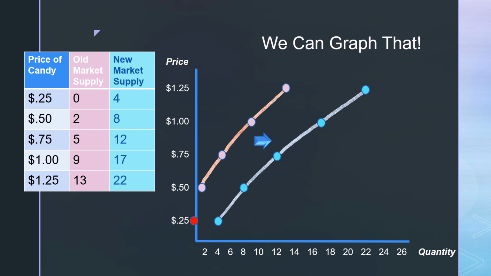So you'll notice that this is a rightward shift of supply. An increase of supply, just like an increase of demand, is always shown by a shift to the right, and once again, it's because we measure quantity down along the x-axis.